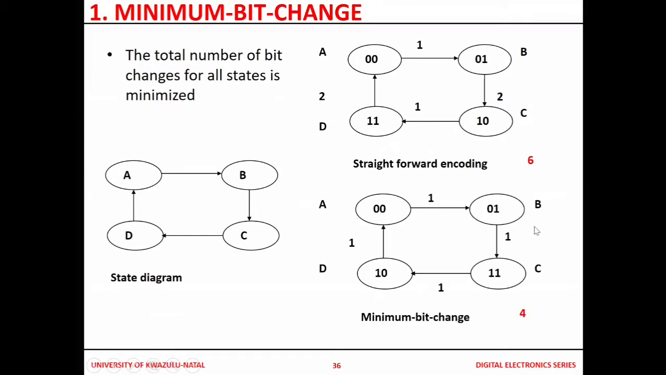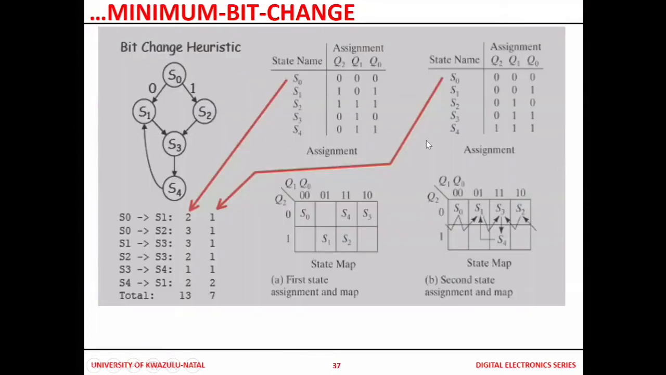First assignment. The second one is if they assign 00, 01, 11, 10. From here is 1, from here is 1, from there is 1, 1, that is 4 bit changes. Which one is the best? The minimum bit change says this person's machine is more optimal. So you take the assignment that gives you the minimum bit changes when you move through the states. So this is optimal. That is what that one says. Let's look at that.